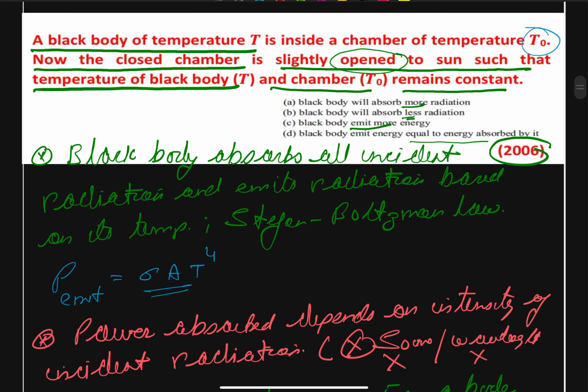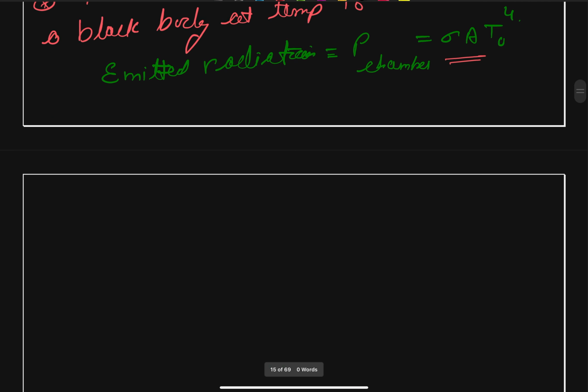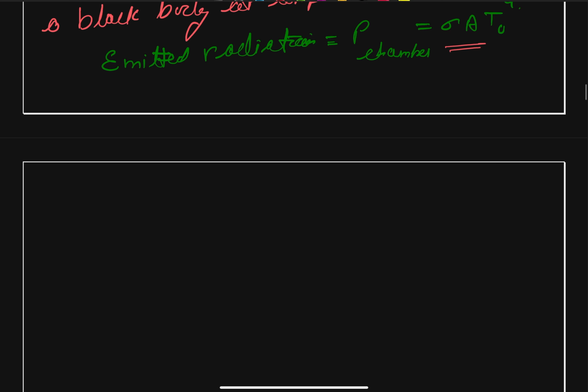So let us consider our two scenarios. First is the initial one, when the chamber is closed, and second will be when it is partially opened. So we can say our initial scenario is basically the closed chamber.